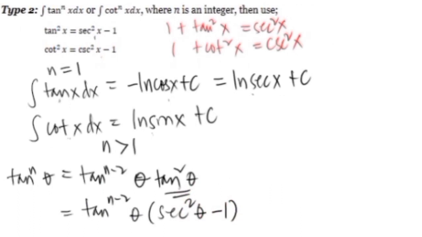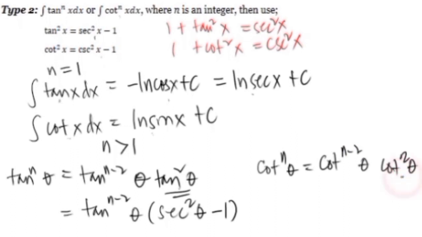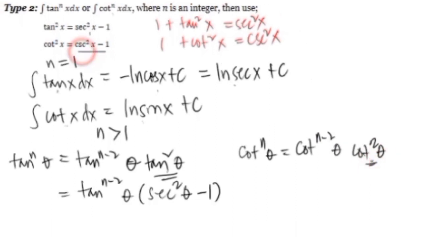How about in the cotangent? If we have the cotangent of the exponent n is greater than 1, so we express the cotangent n of theta into cotangent n minus 2 theta cotangent square theta. We factor out the cotangent square and we express this cotangent square into cosecant square x minus 1. So that would be cotangent n minus 2 theta multiplied by cosecant square theta minus 1.